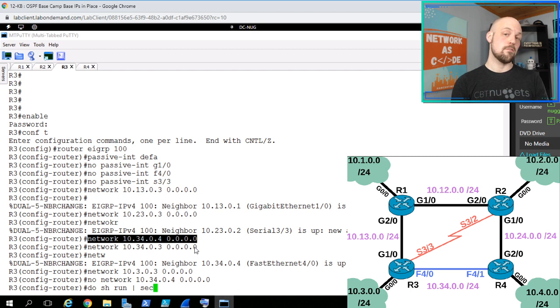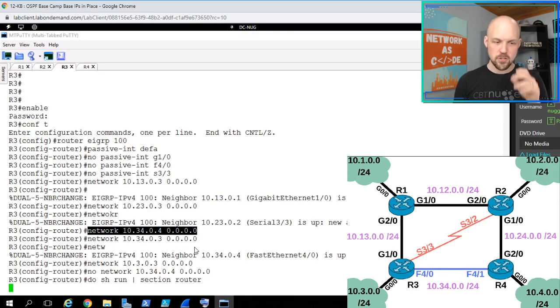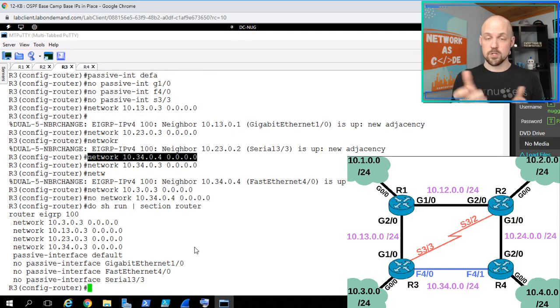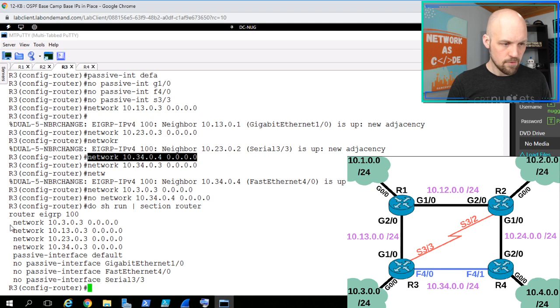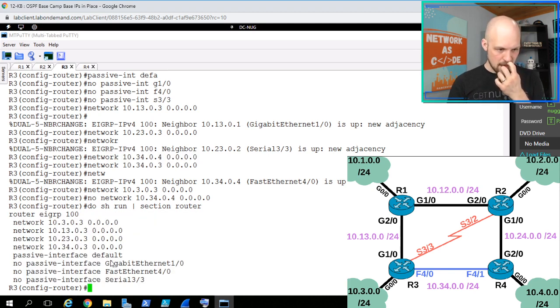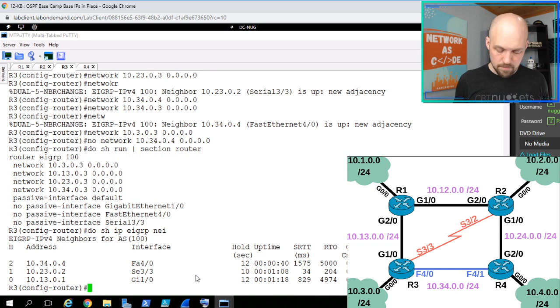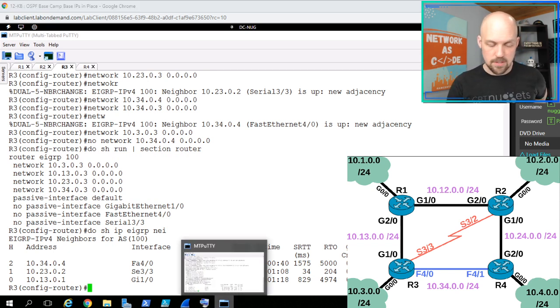By the way, if you aren't aware of using the pipe section command in routers, it's really powerful. You do section, or sec, or whatever you want to abbreviate, section router. It'll give you not just the line router, which is not really what I want, because what I really want is the whole section. And it really does give you that whole section, which is nice. So we've got the 4 network statements, we've got the 3 no passive interfaces, and we should see that we have 3 neighbors, and we do.